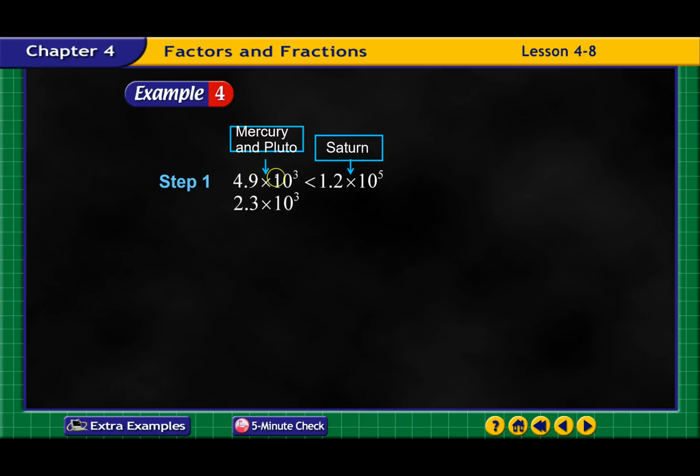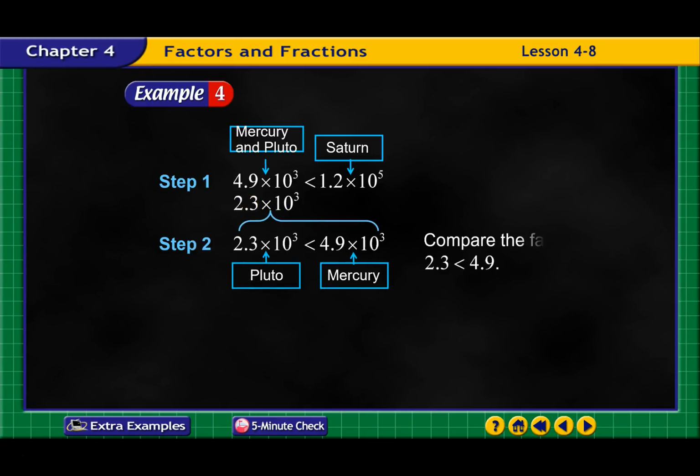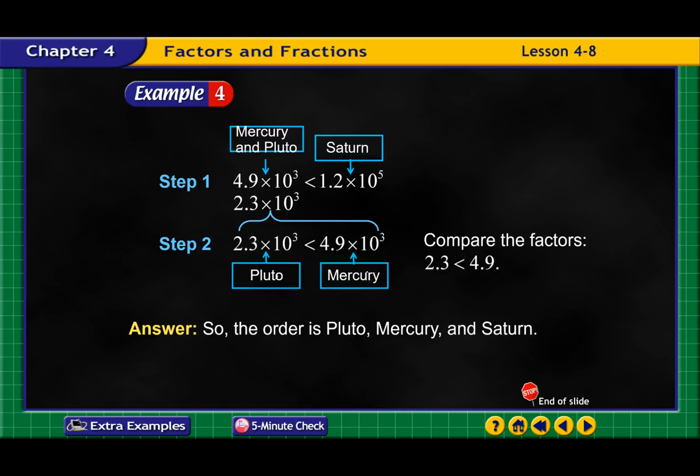So first, Mercury and Pluto are times to the 3rd. Saturn is bigger. And then there's that one. Pluto is bigger than Mercury. Pluto is smaller than Mercury. I don't know why they did this in the first place, because 5 is obviously bigger than 2. So then we'd compare the factors of these two. This one's smaller. So therefore it's going to be Pluto's the smallest, Mercury's in the middle, and Saturn's the biggest.